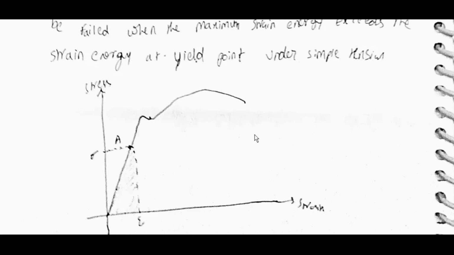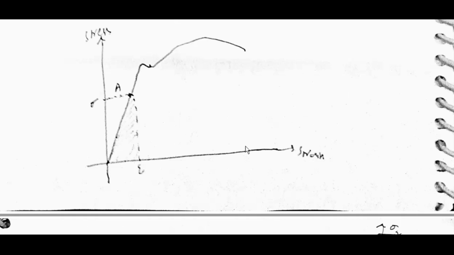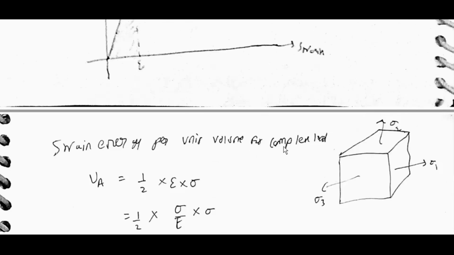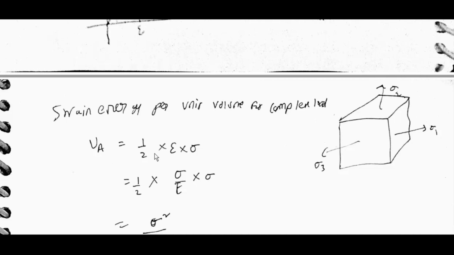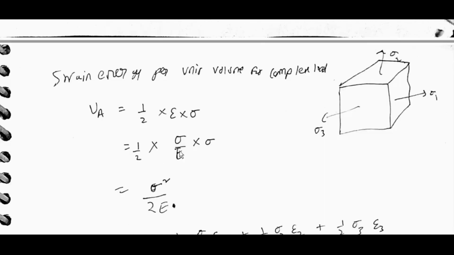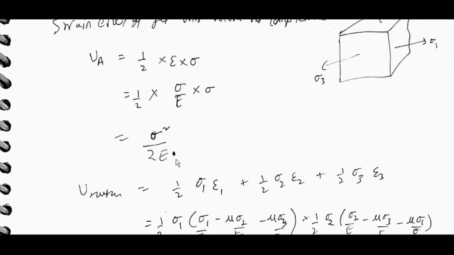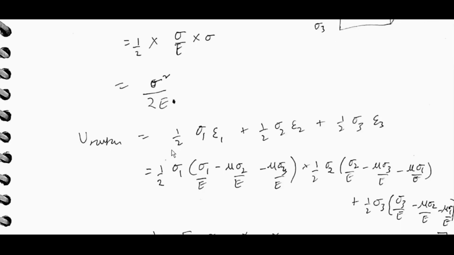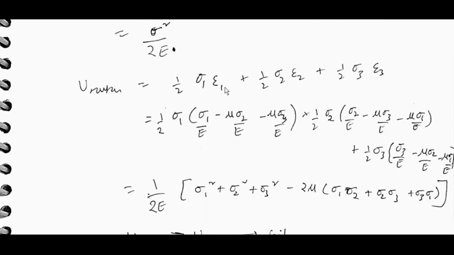Haigh's theory or maximum strain energy theory: a component subjected to complex stress is said to have failed when maximum strain energy exceeds the strain energy at yield point under simple tension. Strain energy per unit volume for complex load: U is equal to half epsilon into sigma, which is half sigma by E into sigma, equal to sigma square by 2E. U total is equal to half sigma 1 epsilon 1 plus half sigma 2 epsilon 2 plus half sigma 3 epsilon 3. Replace epsilon 1, epsilon 2, epsilon 3 with these formulas: sigma 1 by E minus mu sigma 2 by E minus mu sigma 3 by E.